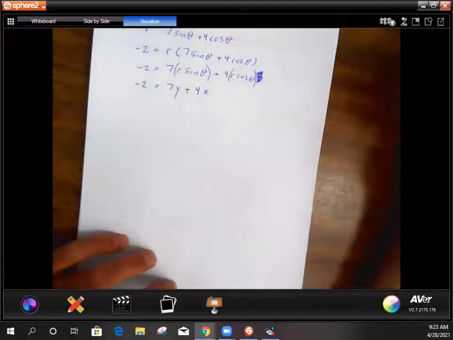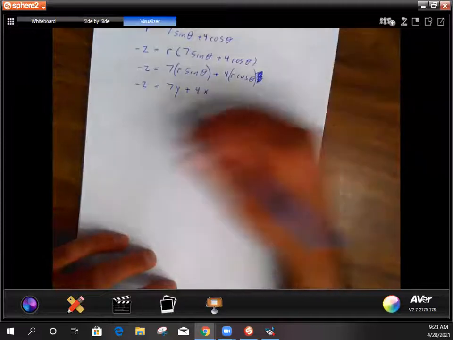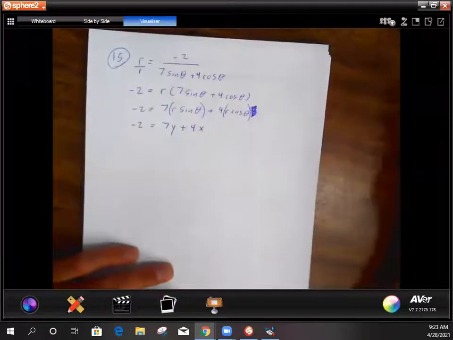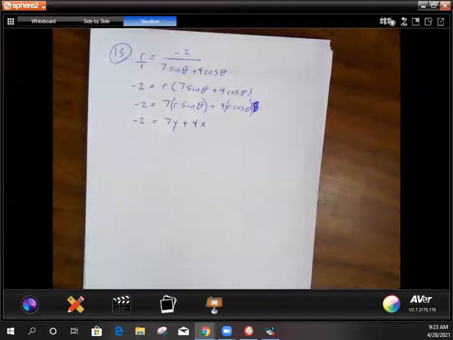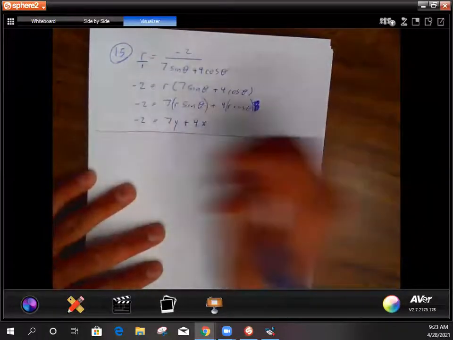And that's a standard form of a line right there. So you can leave it like that. You don't have to do anything else. Now, if you wanted to graph that, you can obviously isolate y and put it in slope-intercept form, or you could leave it like that and find the x and y intercepts and graph it that way. All right, so there's 15. Let me know if you have questions.